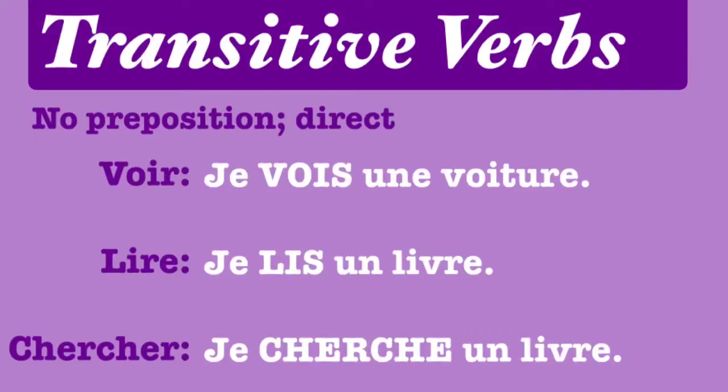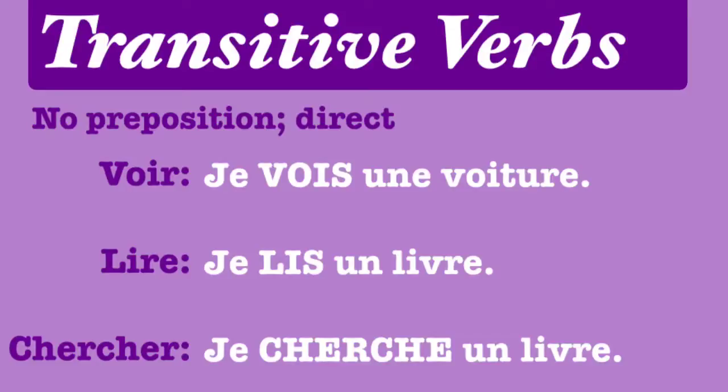So again, transitive verbs are verbs that do not take a preposition and whose action can be performed directly onto an object. So in our first example here, we're using voir, which means to see. And voir is transitive in both English and French. If we want to say we see something, for example, I see a car, no preposition is needed. I don't say I see to a car or I see of a car.